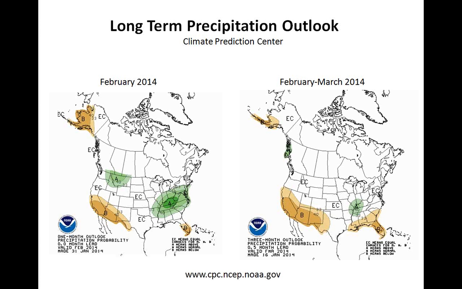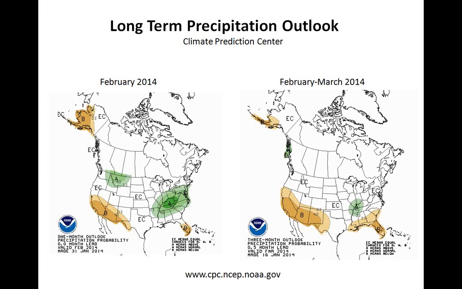The long-term precipitation outlook that we put on here from the Climate Prediction Center shows the outlook for February and then also the outlook for February through March. This outlook for February was actually made at the end of the month, and you can see it doesn't really show a whole lot. Equal chances throughout most of the upper Colorado River Basin on both of these.